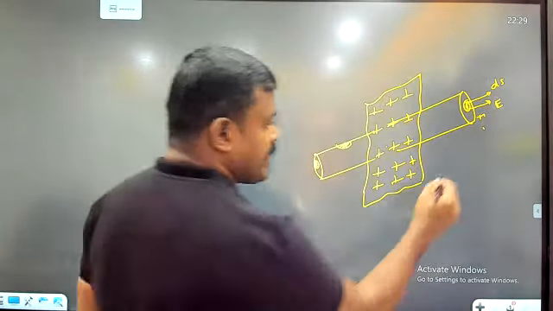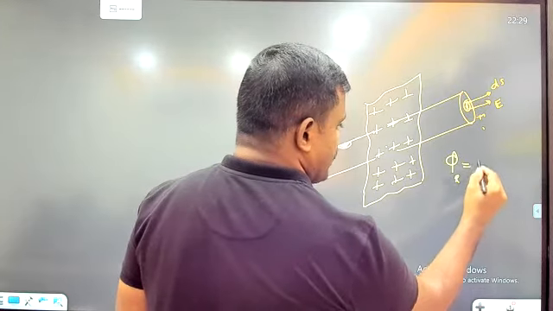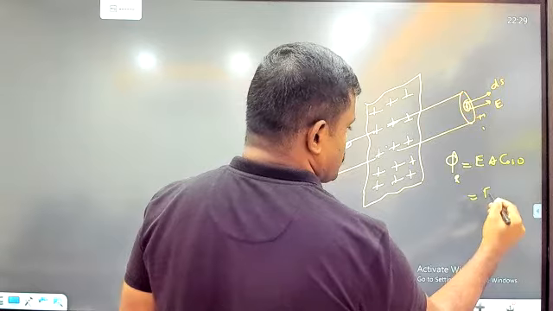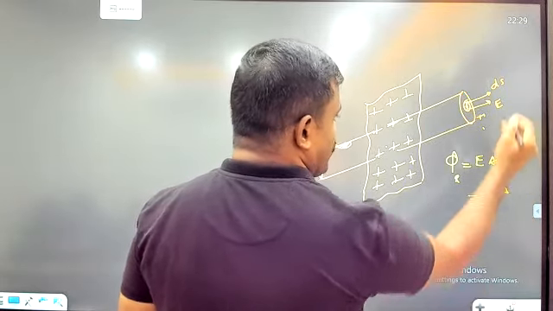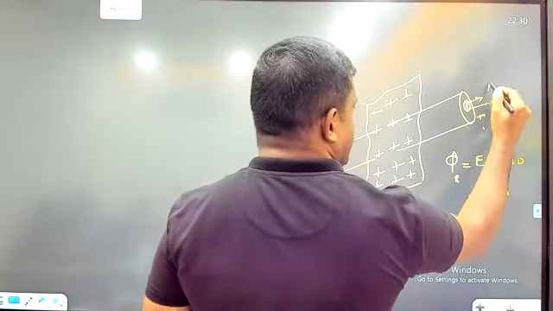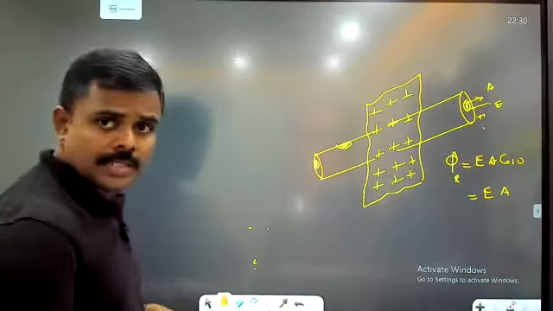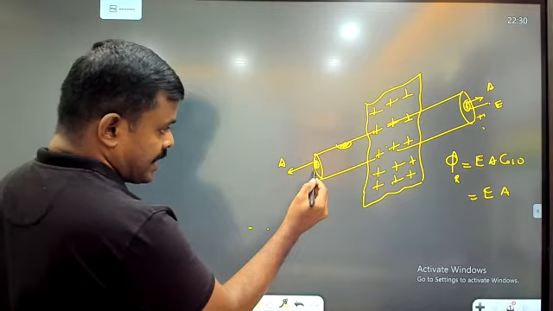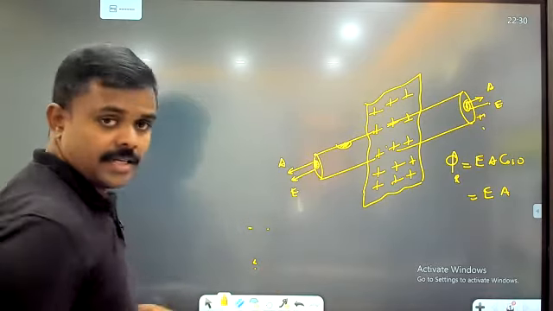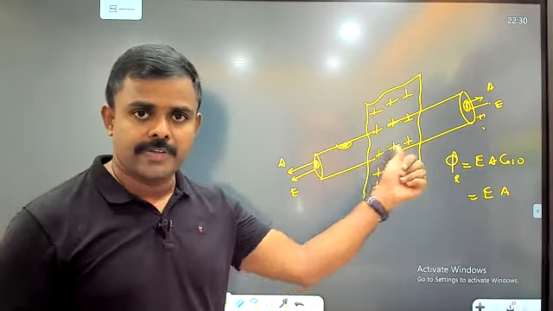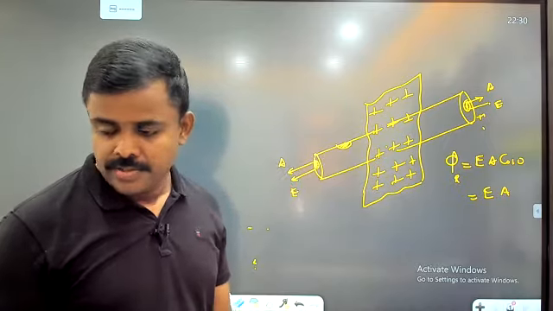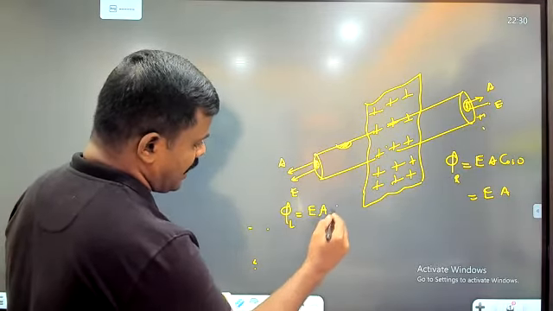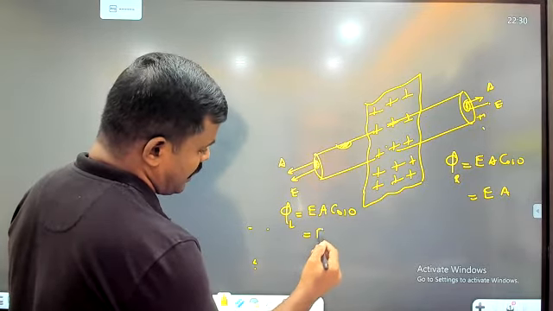So you can write the flux there. Phi right is E A cos 0, so I take E into A. I call area A. This is E. Similarly, what about this one? Here the area vector is to the left. Electric field is also to the left. Why? If I put a +1 coulomb here, this plus will repel plus to the left. So here also phi left will be E A cos 0, that will be again EA.